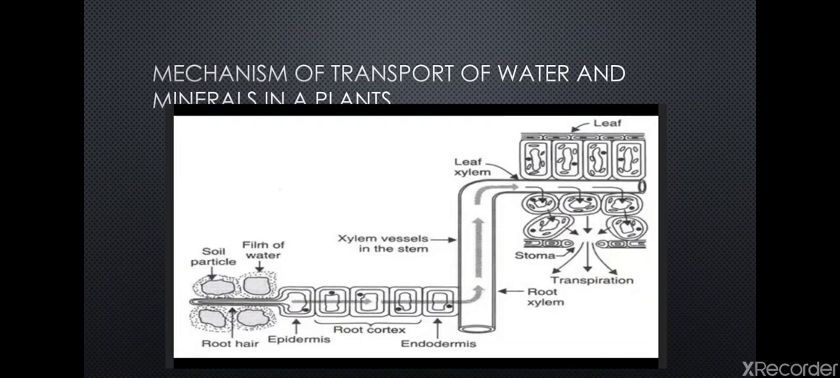And how does it happen? Just concentrate on the picture and listen to me. As you know, the roots of a plant have root hairs, and the function of these root hairs is to absorb water and minerals from the soil. The root hairs are directly in contact with the water molecules and soil particles. So the water gets into the root hair by the process of diffusion.